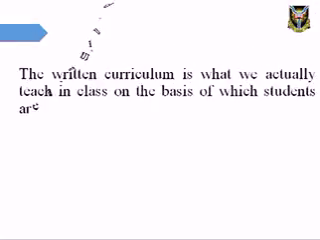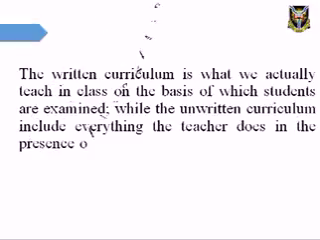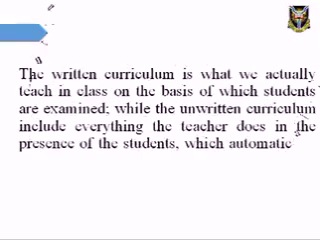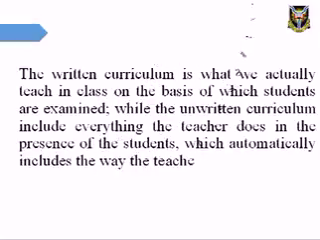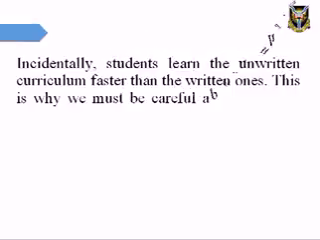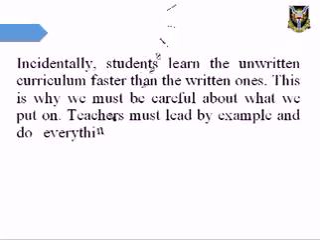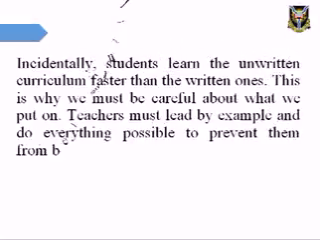The written curriculum is what we actually teach in class, on the basis of which students are examined, while the unwritten curriculum includes everything the teacher does in the presence of the students, which automatically includes the way the teacher dresses. Incidentally, students learn the unwritten curriculum faster than the written ones. This is why we must be careful about what we put on. Teachers must lead by example and do everything possible to prevent them from being insulted.